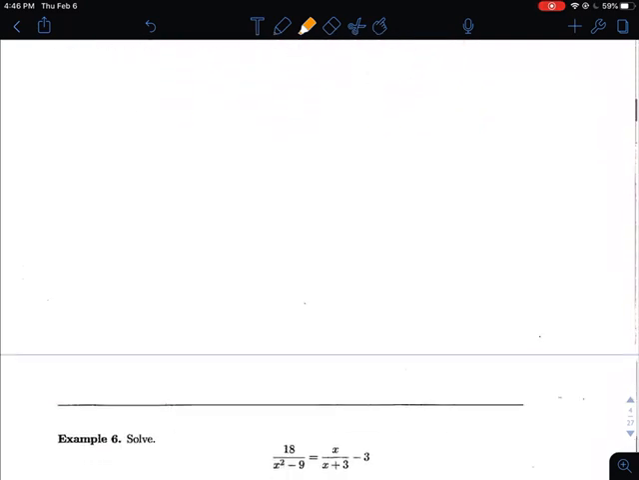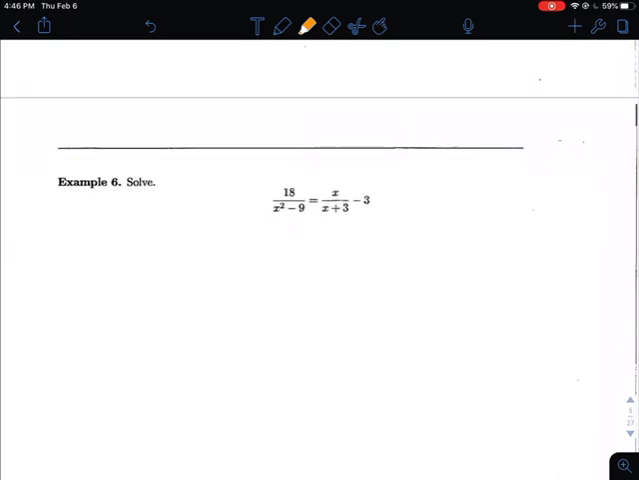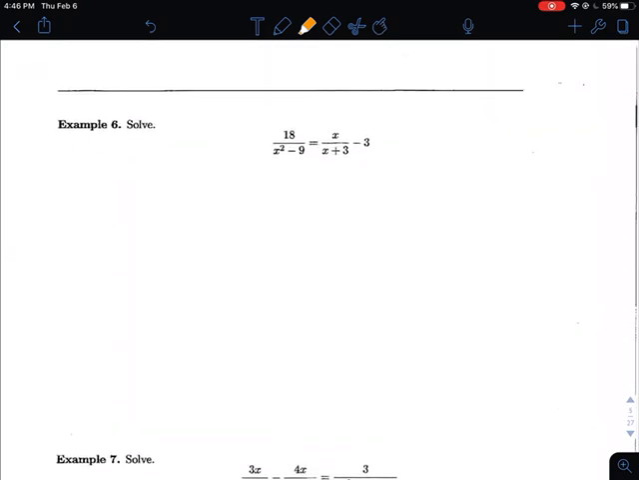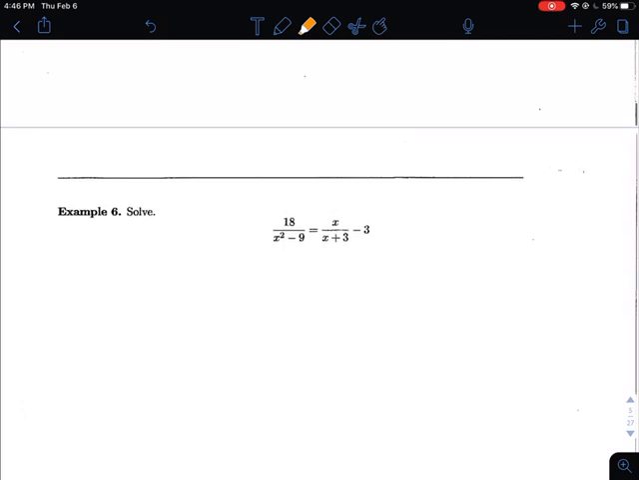All right. I said that was the last one, but I think I'm going to do one more. We're going to do example 6, and we'll call it night.